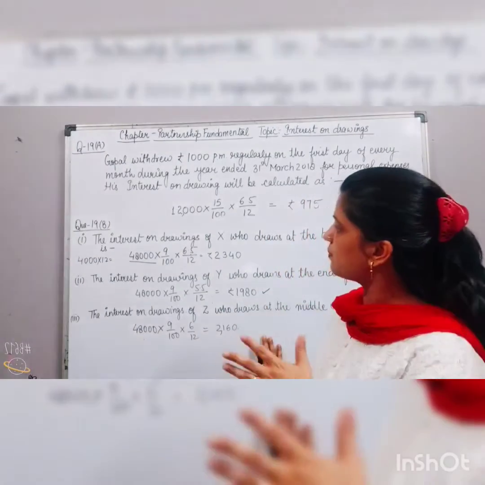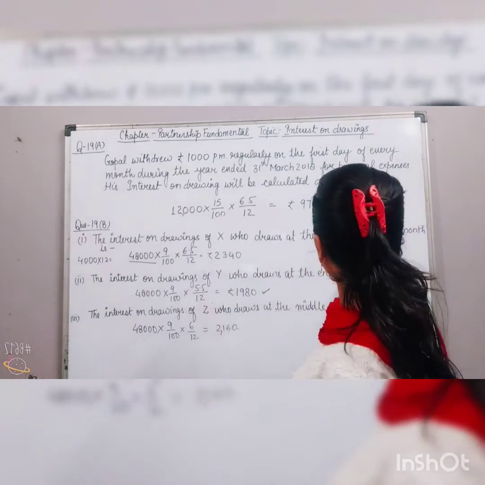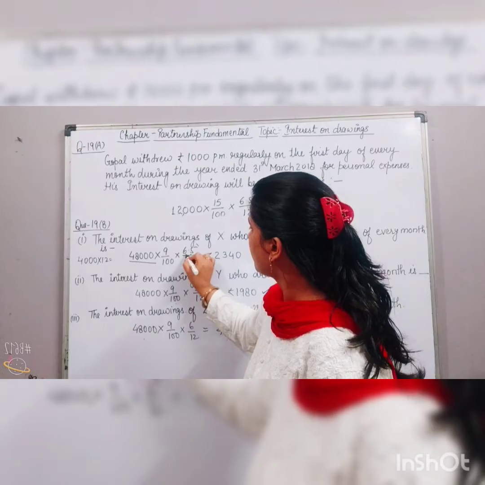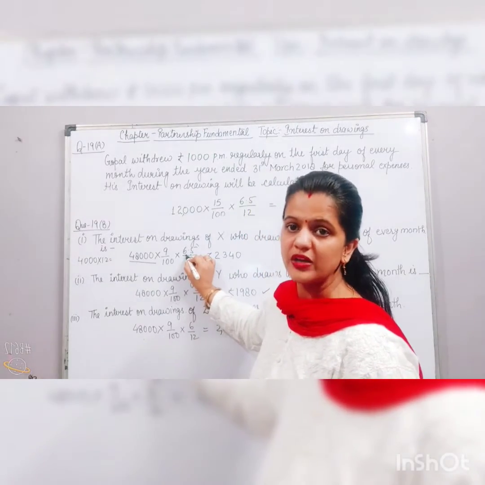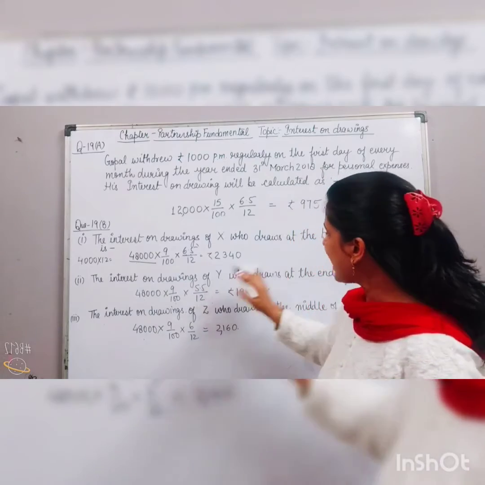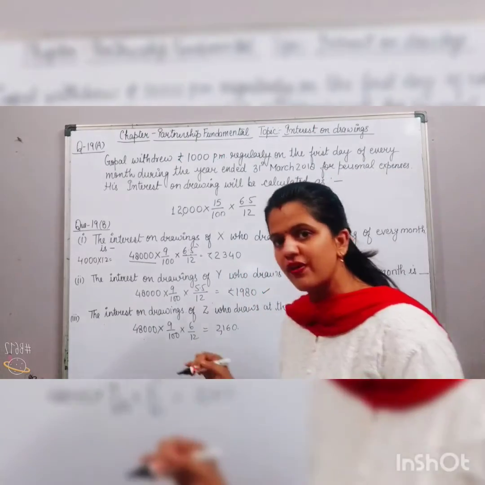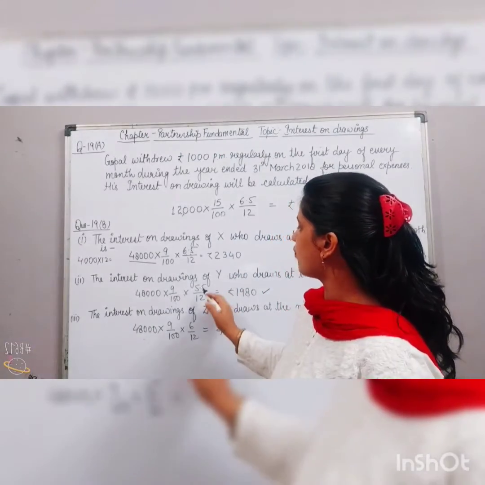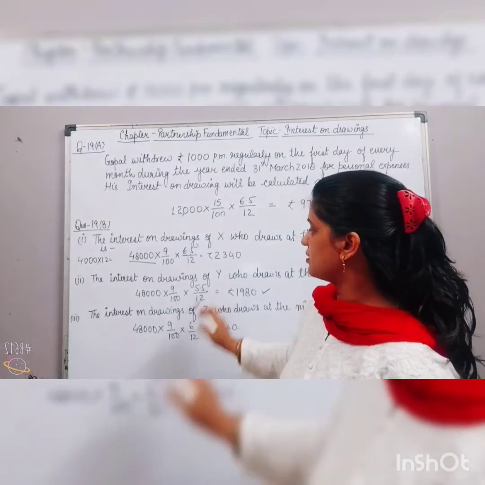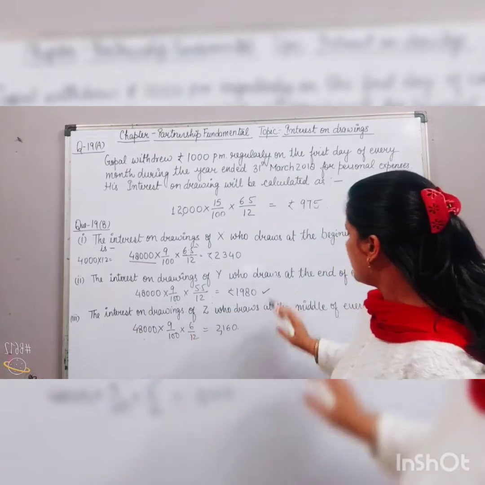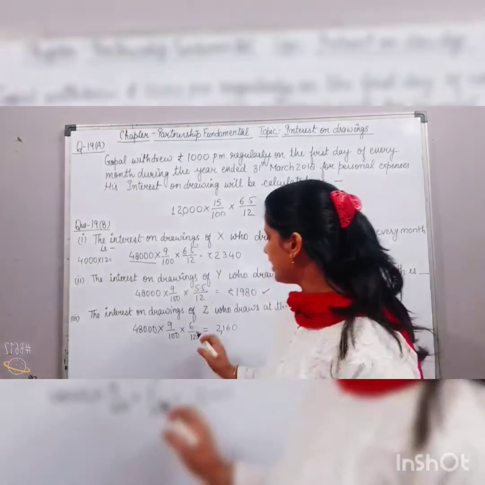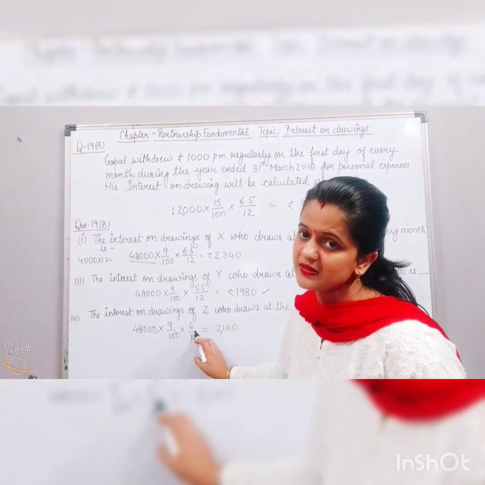Okay, let me repeat. For the beginning of every month, we have to calculate for 6.5 months. And if the drawing has been made at the end of every month, we have to calculate it for 5.5 months. And if the drawing will be made at the middle of every month, then the interest will be calculated for the average period, that is 6 months.